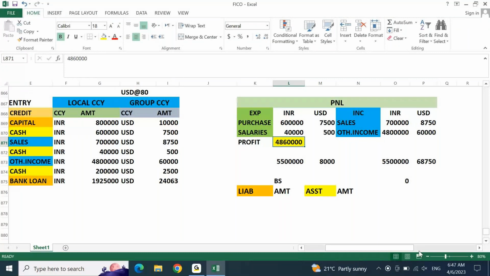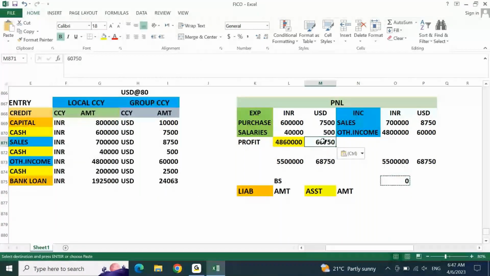On the other side with the dollar, what is happening? Which side is more, income or expense? Income, sir. Income side is more. So I'll take income in dollars minus expenses in dollars. If I do a total, I am getting profit of $60,750. This I'll put here. Now is this matching? Yes.